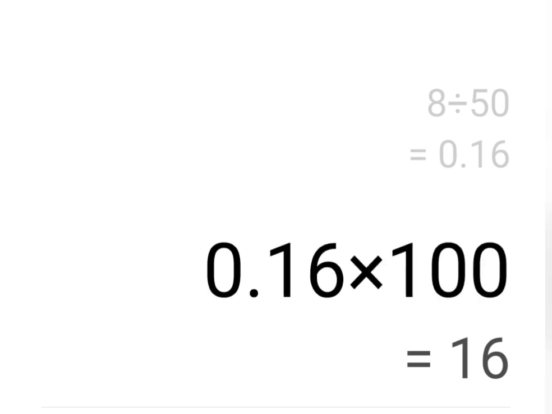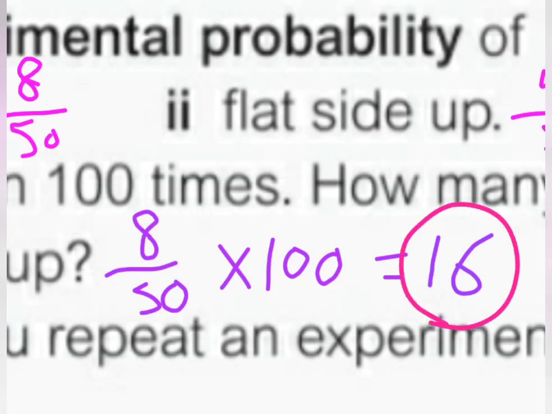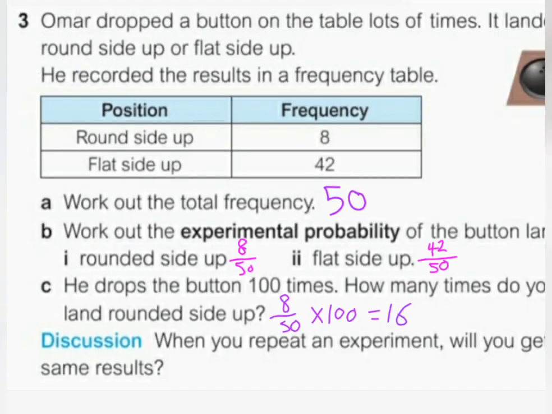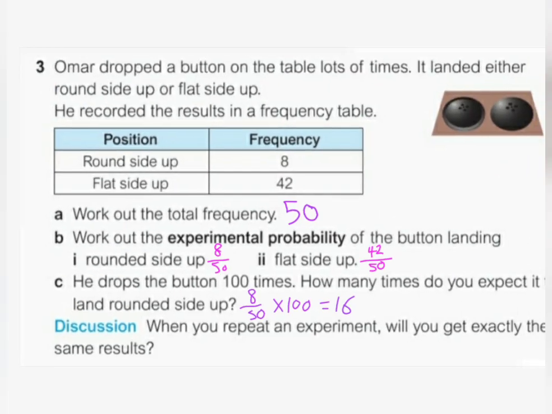So, 8 divided by 50 equals, and then you multiply it by 100 equals 16. Now, let's go back. So as we said, the answer is 16. Now, let's read the discussion here. When you repeat an experiment, will you get exactly the same results? What do you think, guys? If I took the same button and threw it 50 times again, will I get the same results here?